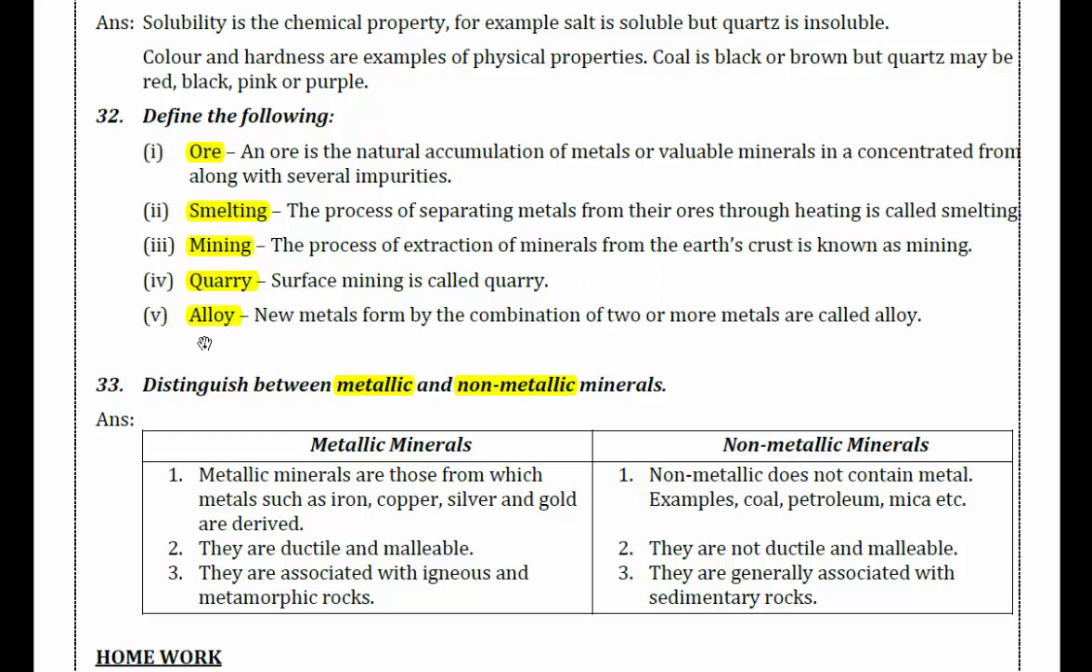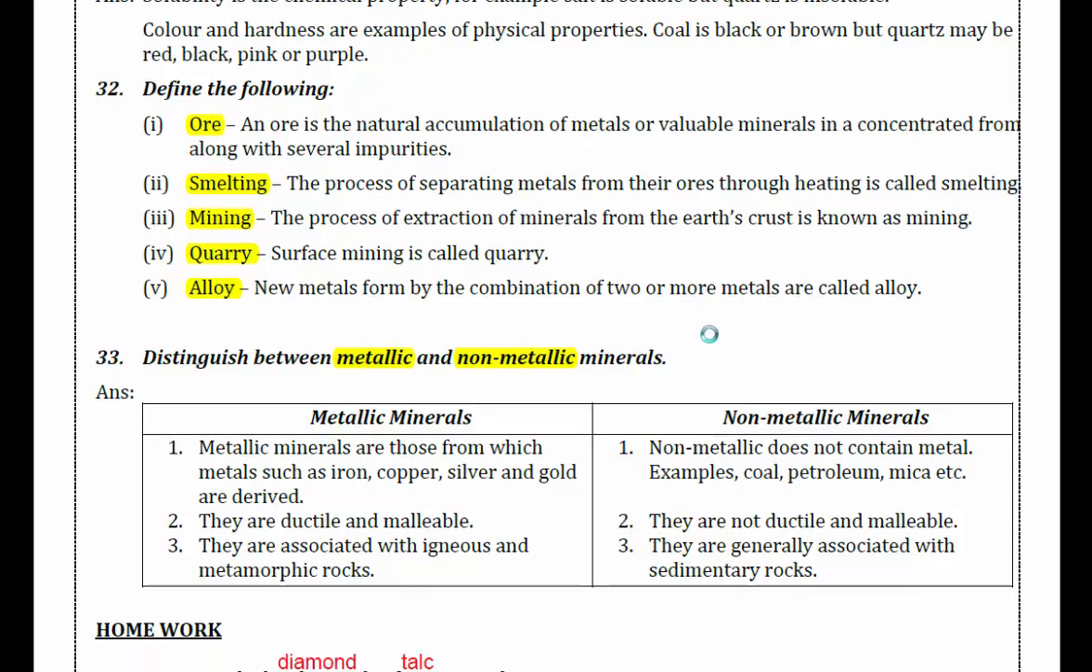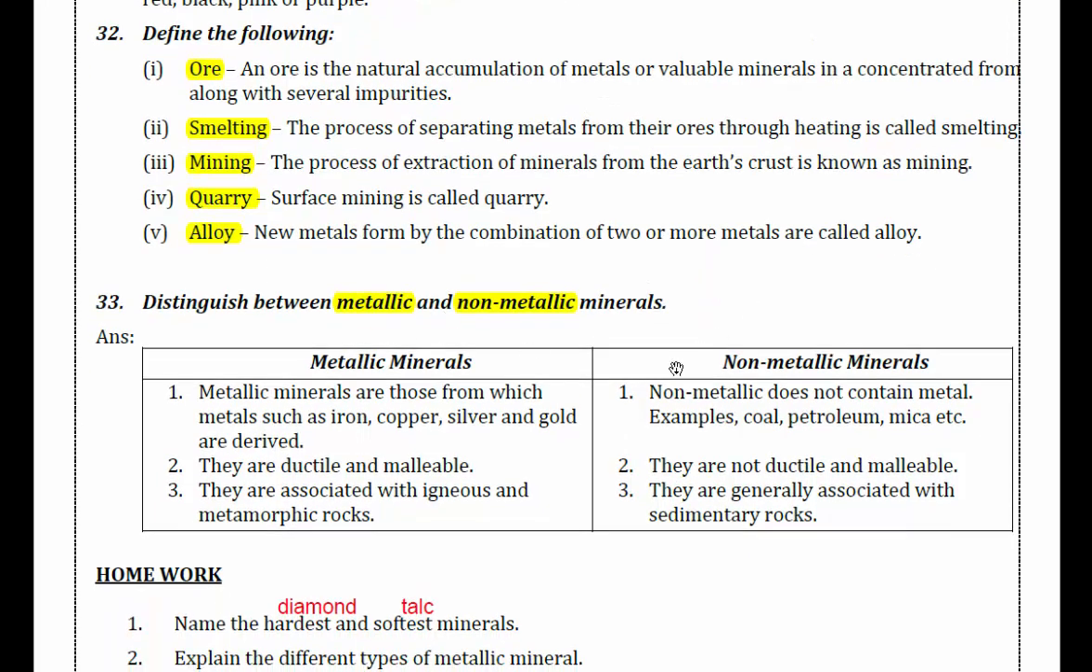Alloy: new metals formed by the combination of 2 or more metals are known as alloy. Okay, 2 or more metals. Let's go to the next one.